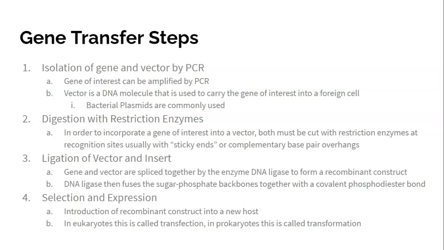So the steps to this is to isolate the gene by using PCR, digest with restriction enzymes so that you are getting the specific gene of interest that you want, ligation of the vector, so you put the vector and the gene together with DNA ligase, so you make this recombinant, and then you can insert it into whatever organism you're using to replicate, and then it's in its new host, and you can replicate ad nauseam, really.